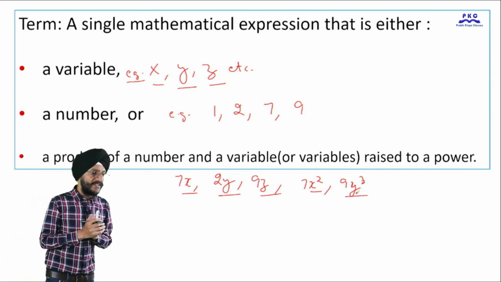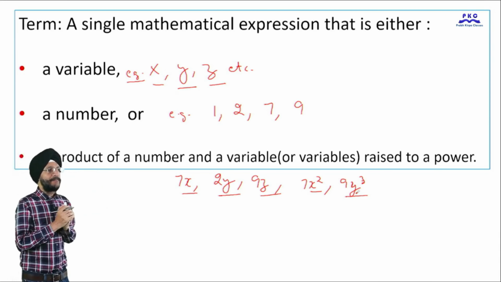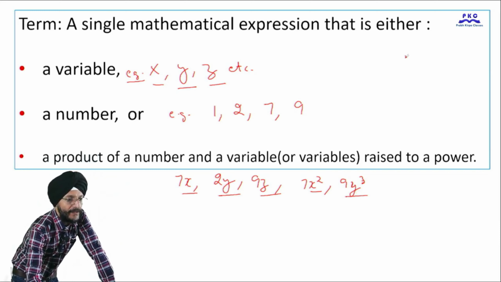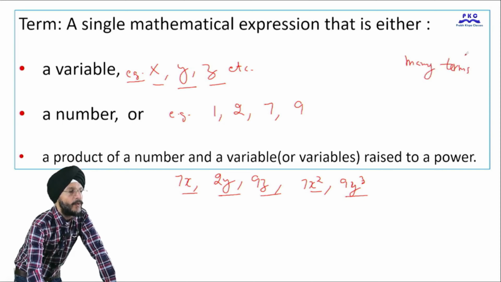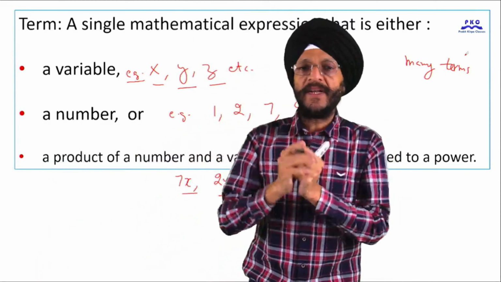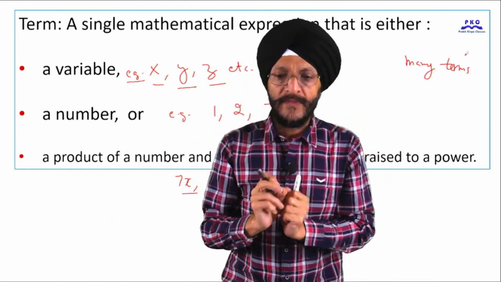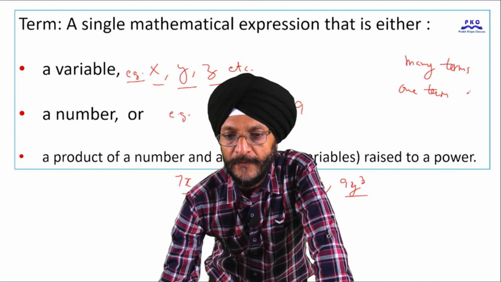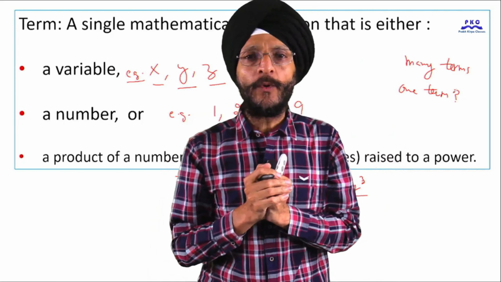So now the question arises. Two questions have arisen so far. We have already learned that a polynomial consists of many terms, because poly means many and nomial means term. So polynomial means many terms. Now the question arises, if there is only one term, then what is its position? Will it be called a polynomial?